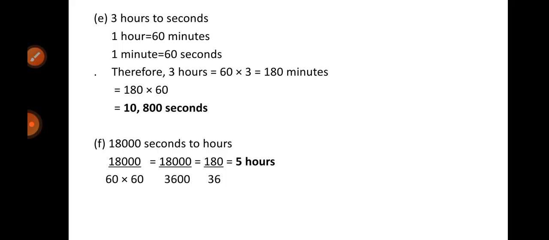Now, 180 minutes times 60, converting to seconds, gives us 10,800 seconds. That is how to convert hours to seconds.